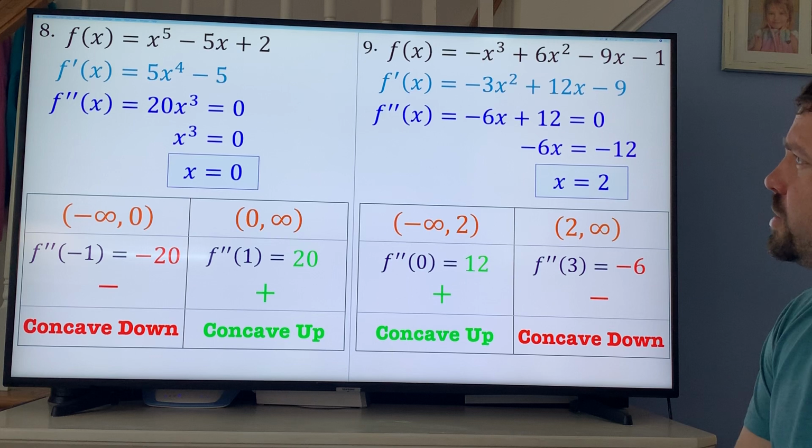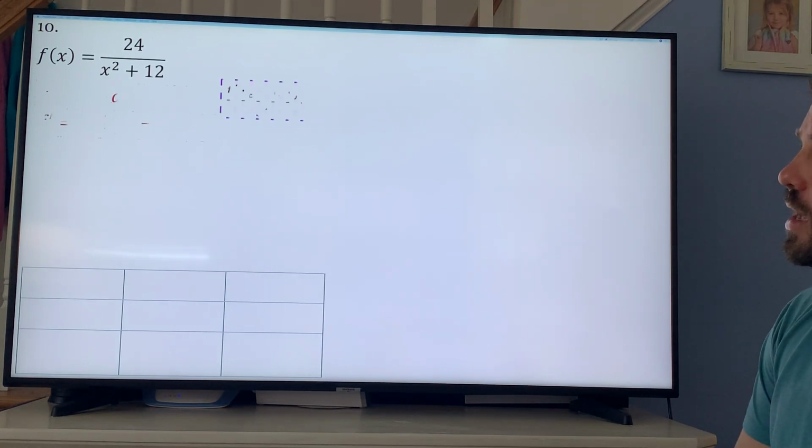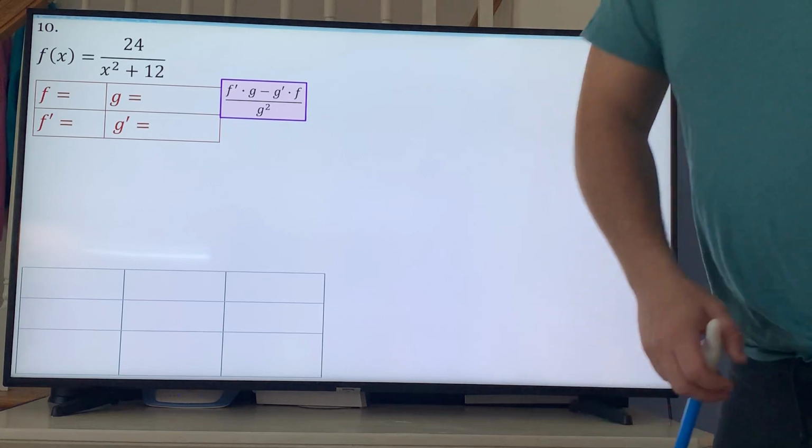Good? All right, what I want you guys to do now is make sure you're good. Check your work, practice, repractice, and try number 10. I'm going to give you a hint for 10. There's your hint. Go.